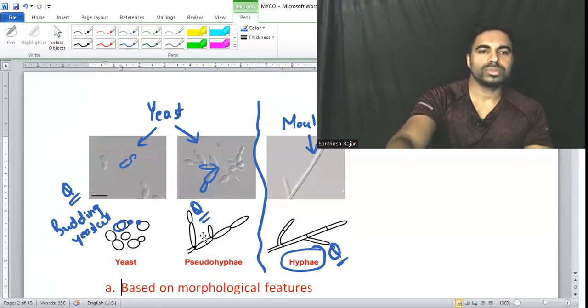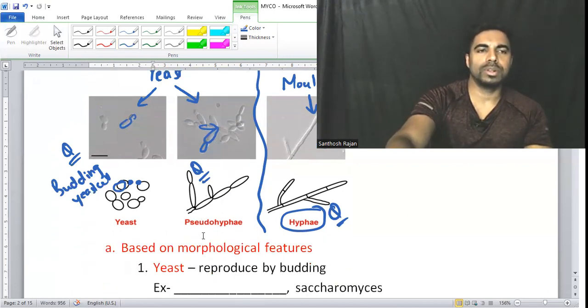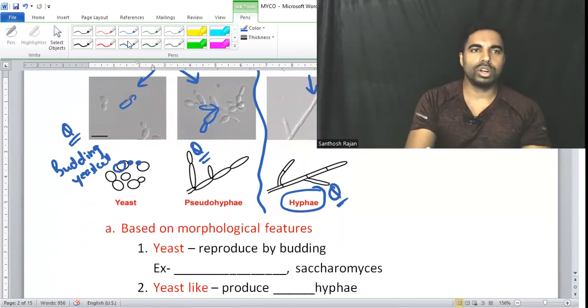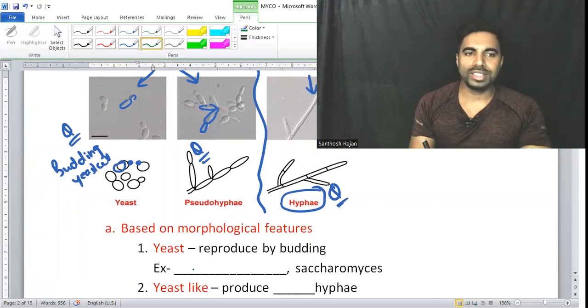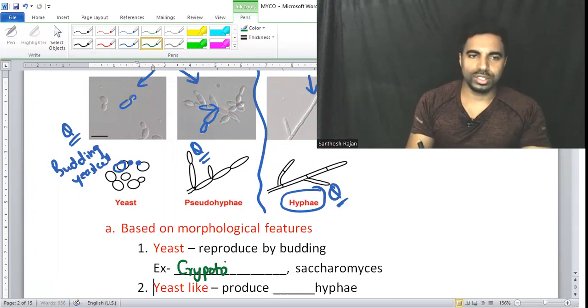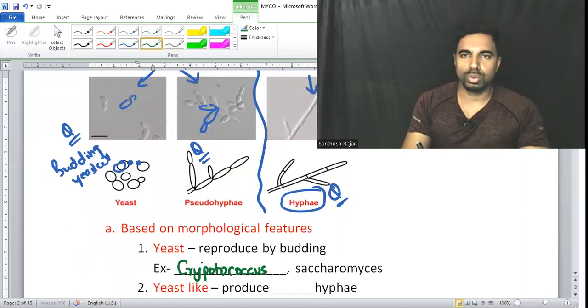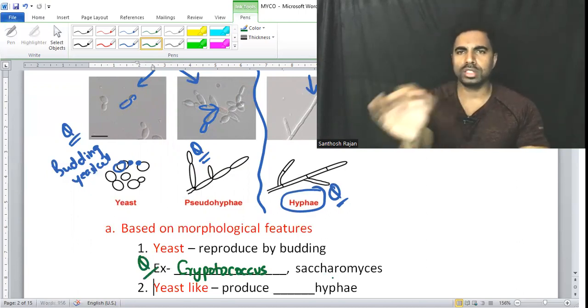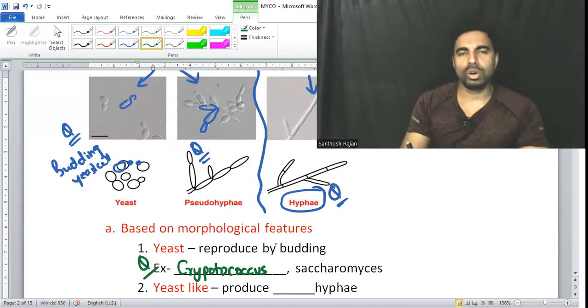Now we'll talk a little bit about examples. When we talk about yeast, it reproduces by budding. That's what I call budding yeast cells. That's the question. A common example for yeast is Cryptococcus neoformans. Cryptococcus is the classic yeast, the example frequently asked. Saccharomyces also, plus or minus, is not asked that much. But Cryptococcus, you have to know.